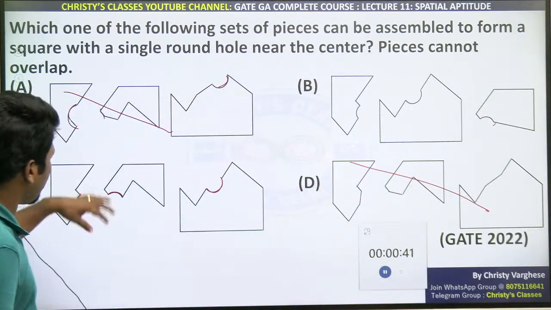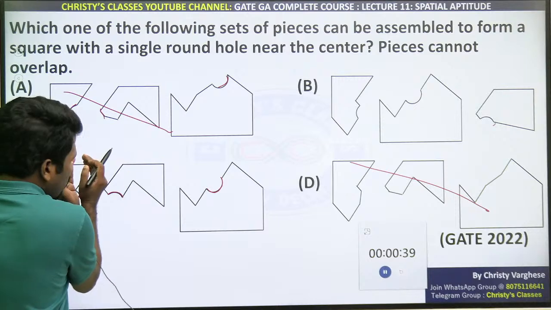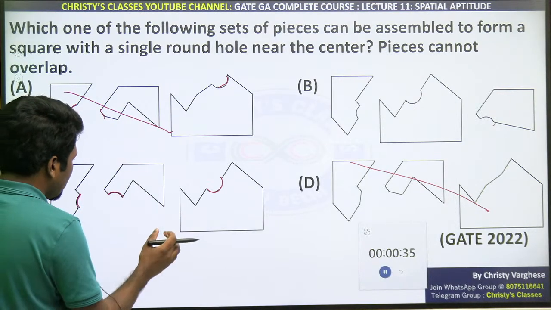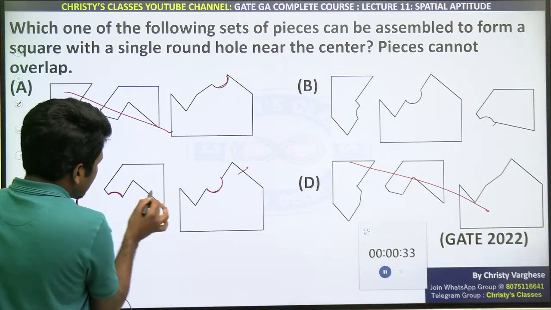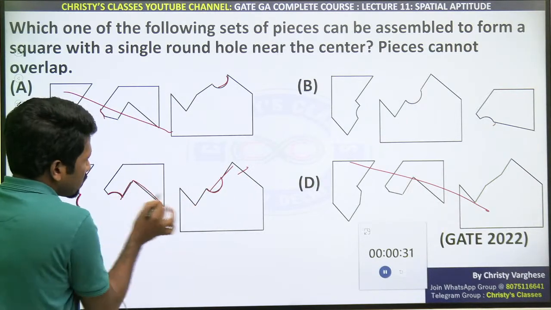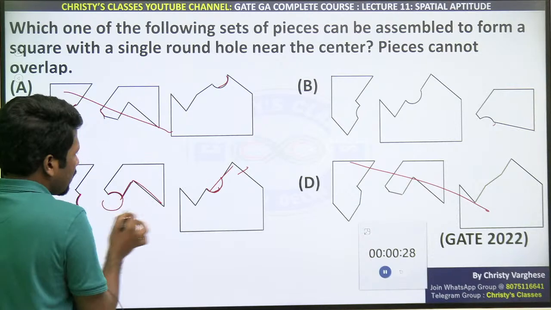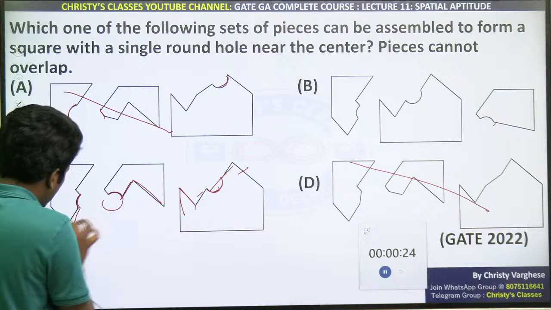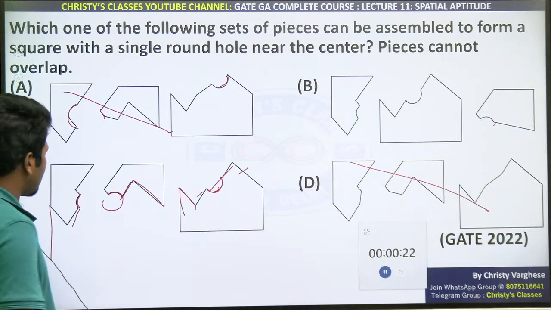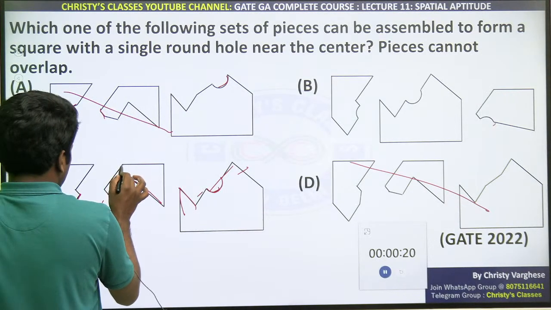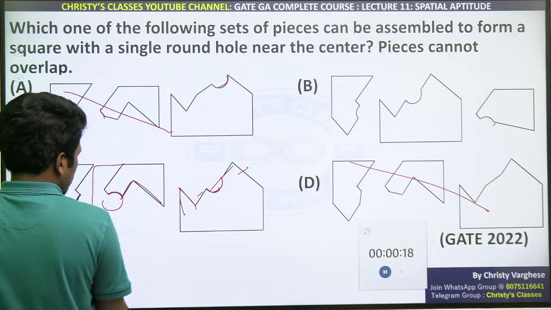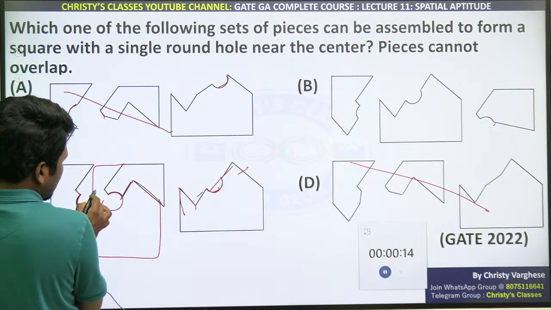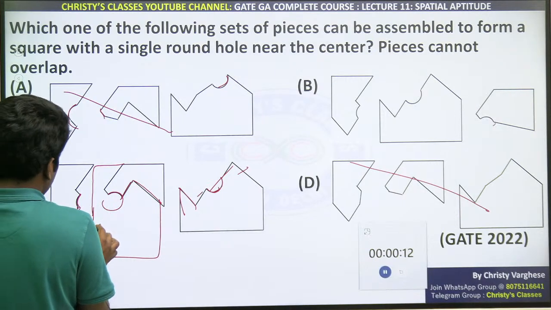Now option C, now let us take option C itself. You can join these two parts and this part can be inserted down. Are you all understanding? Inserted so that this and this will match, this and this will match, this will come here and this will match with this, and this part will fill this area. Are you understanding? Something of this sort it will be. It is not perfect, but just roughly I am showing.